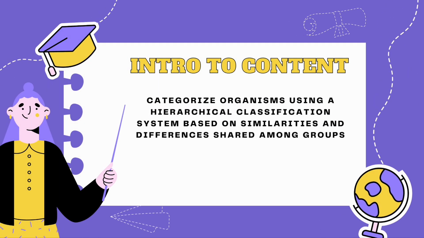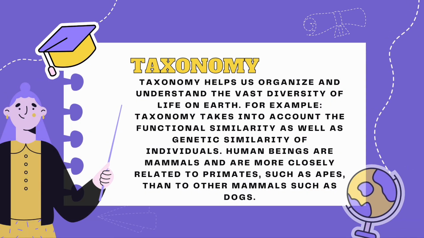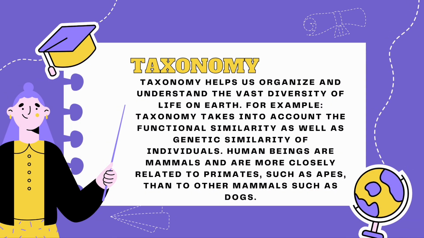So today, our TEAC is categorizing organisms using a hierarchical classification system based on similarities and differences shared among groups. What is taxonomy? Taxonomy helps us organize and understand the vast diversity of life on Earth. For example, taxonomy takes into account the functional similarities as well as genetic similarity of individuals. Human beings are mammals and are more closely related to primates such as apes than to other mammals such as dogs, since they look more alike.